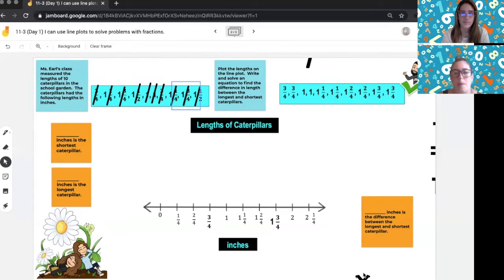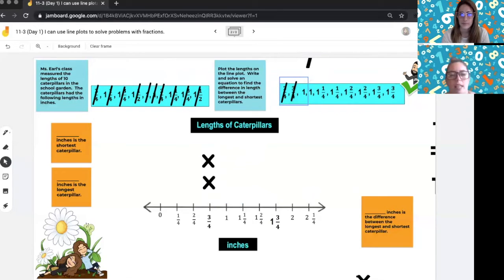So let's start by making X's on our line plot for each caterpillar. So we have 2 caterpillars that are 3/4 inches long. So let's put 2 X's at fourths and put 2 X's there. Also cross them out in our data set so that we don't get confused. 3/4 done, 3/4 done. Okay.